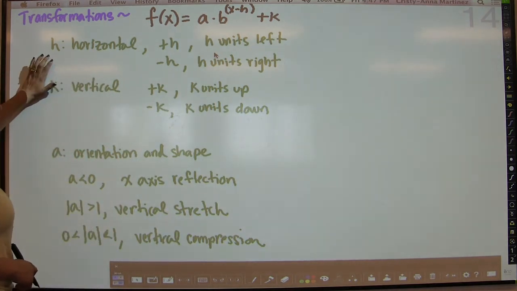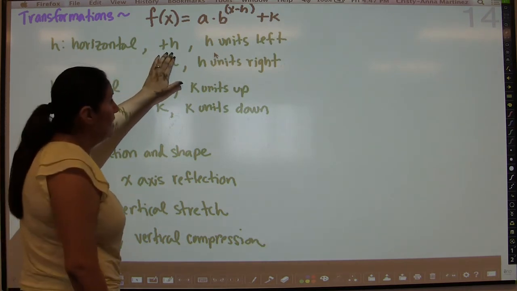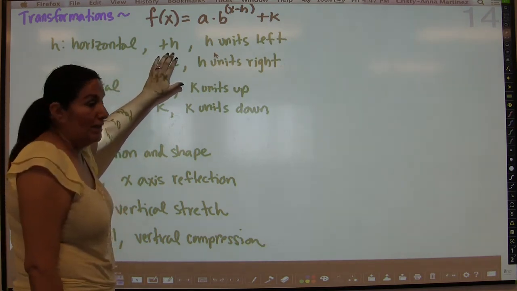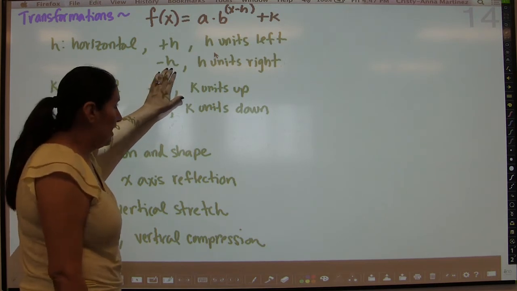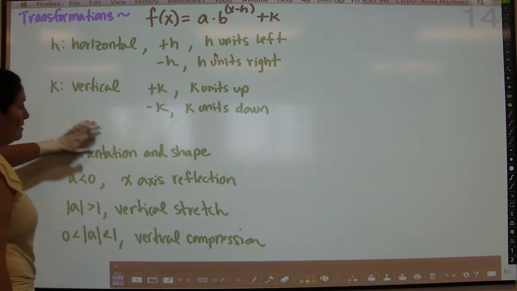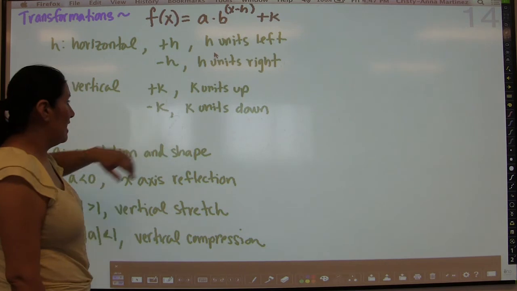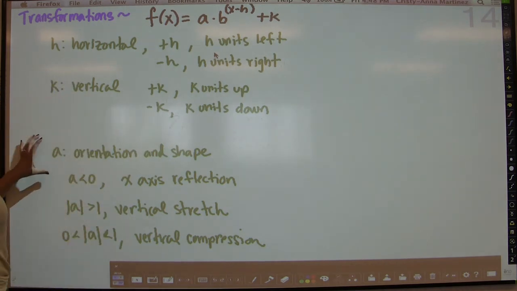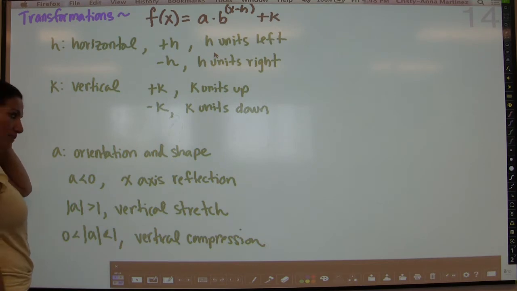An h is going to be a horizontal transformation. So if you have a plus h, it means you're going to move h units to the left, the parent graph anyway. A minus h is going to move h units to the right. k is a vertical transformation, and so a plus k, you're going to move k units up. Minus k, k units down. And then, of course, the a is responsible for the orientation and shape of the graph.